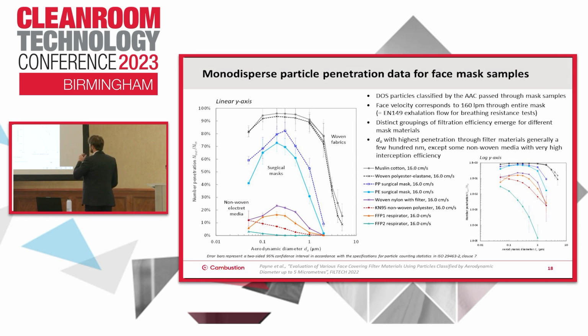And then this slide summarizes some of the key results from that, and you see this is a plot of the number penetration versus aerodynamic particle size, and they're very distinctly grouped into the face mask types, with the woven fabrics showing very high penetration on the sub-micron scale, only really coming down at several micrometers. The surgical mask and then the non-woven electret media, that means non-woven media containing static charges. So these are the regulated respirators here, FFP1 and FFP2, EN149, and also a KN95, which is the Chinese standard. And then this same data is reproduced on the right with a logarithmic y-axis to better distinguish the regulated respirators. So that's the FFP2 there.